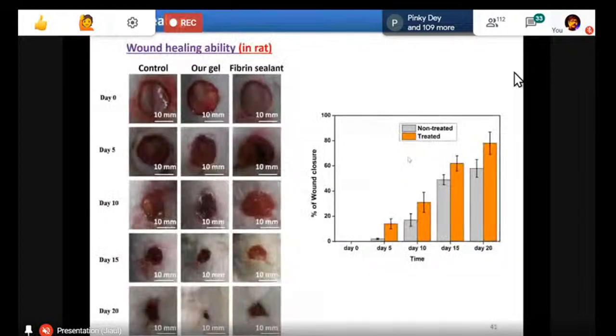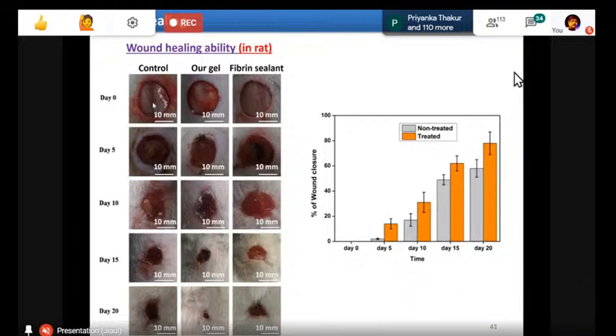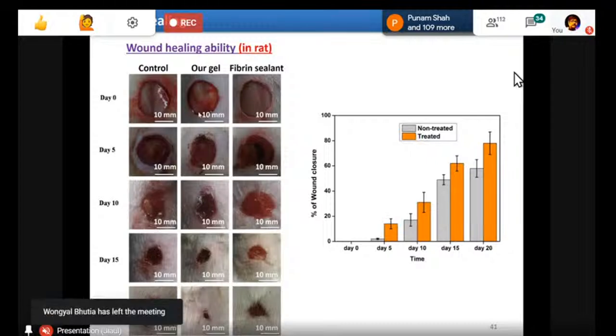So next we wanted to see, can this material promote wound healing? Here, this is done in rat. We removed around 16 to 18 millimeter of the rat skin. This is called the skin incision wound healing model. Then we applied our material, and in the control we do not apply any material, just saline was used as a control.